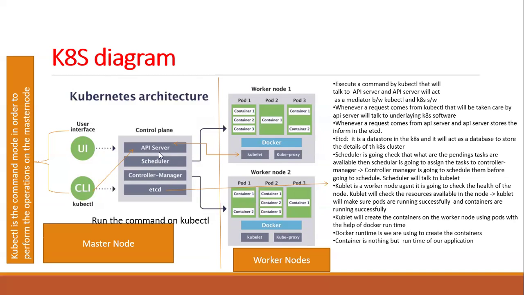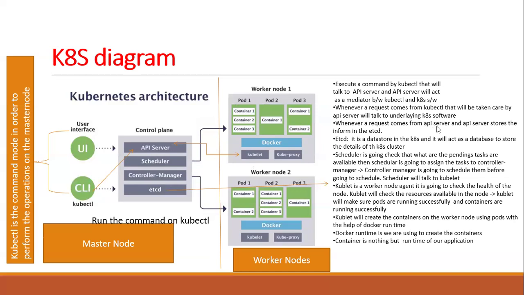If any request comes, for example, I want to create a container in a pod, we need to provide that request to the control plane through kubectl. The API server will talk to the underlying software and to the worker node where space is available. There it will create the containers. Whenever a request comes from kubectl, it will be taken care of by the API server.